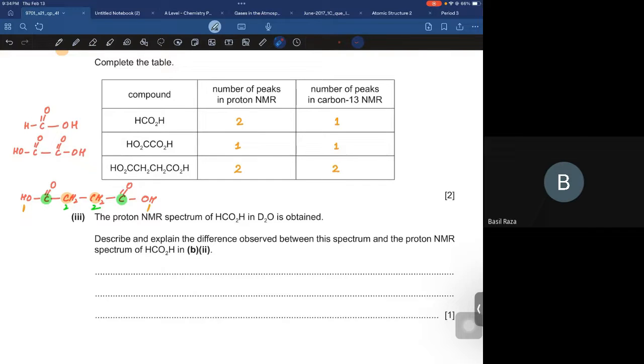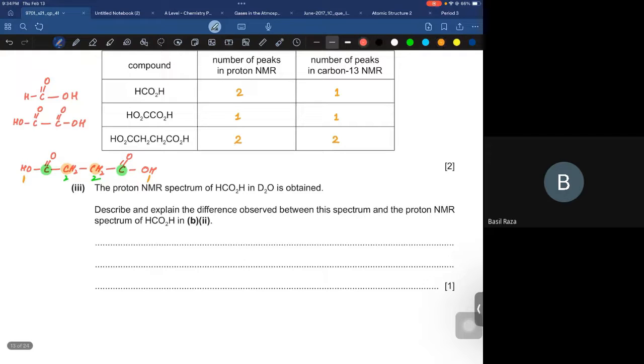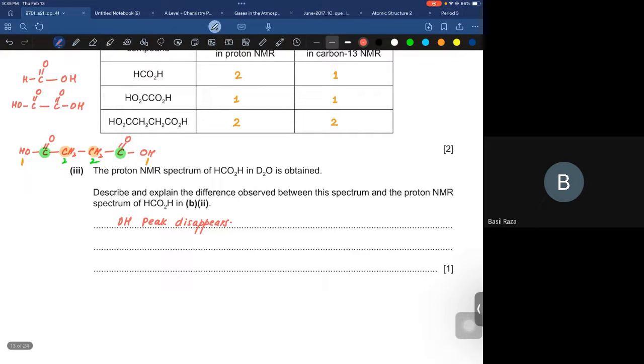So what am I supposed to write over there? I would write: OH peak disappears. Why? Because H is exchanged by deuterium.